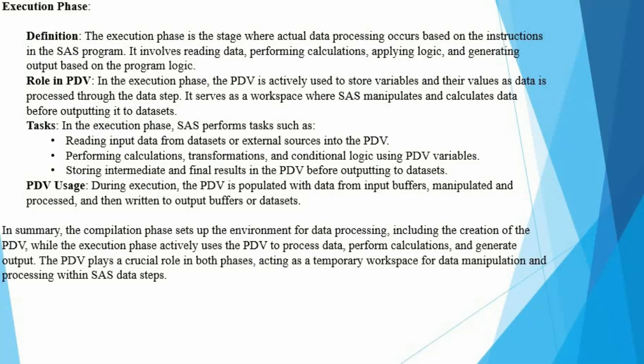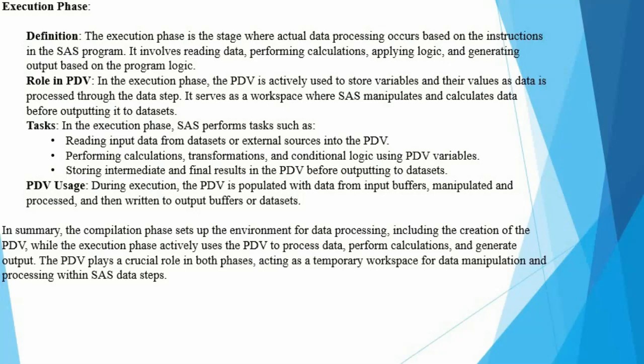Now the role of the PDV: in the execution phase, the PDV is actively used to store variables and their values. As I already explained, it stores the variables and their values as the data is processed through the data stack. It serves as a workspace where SAS manipulates and calculates data before outputting to the dataset.